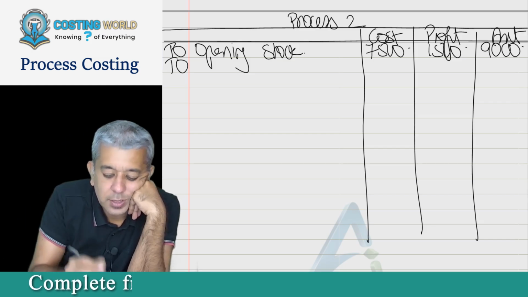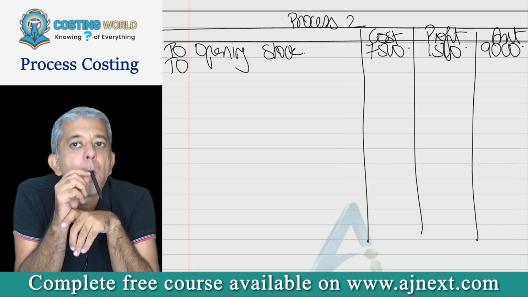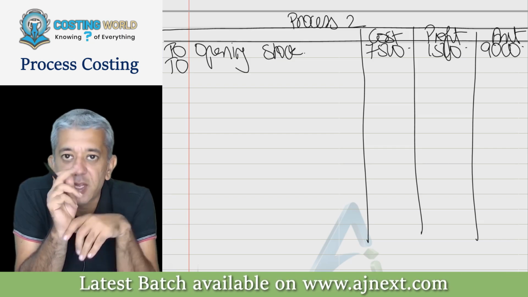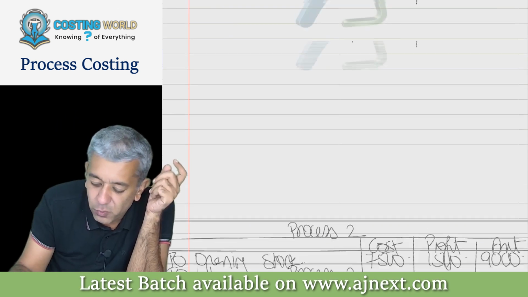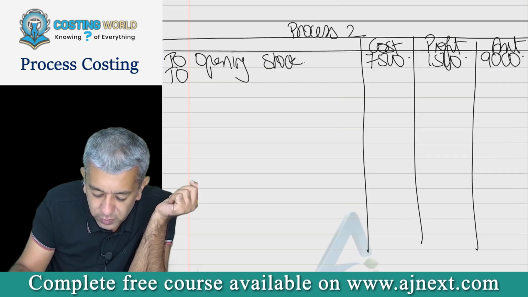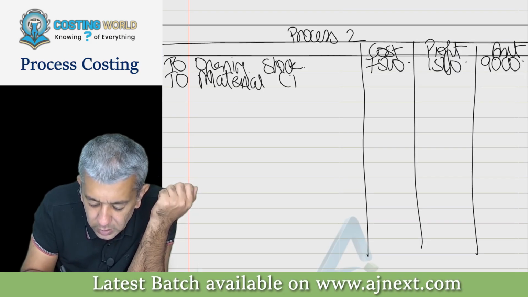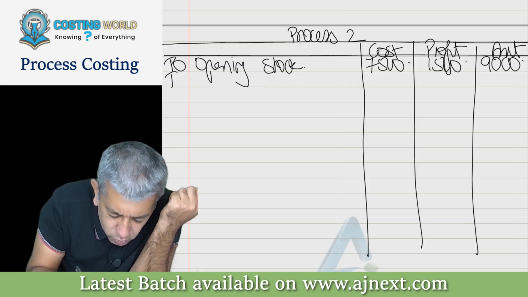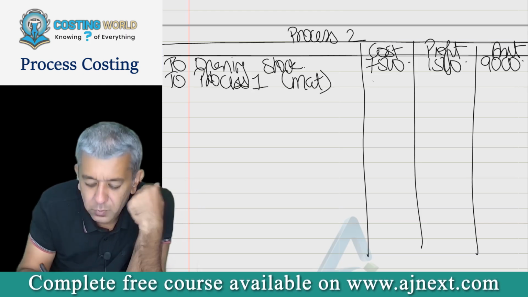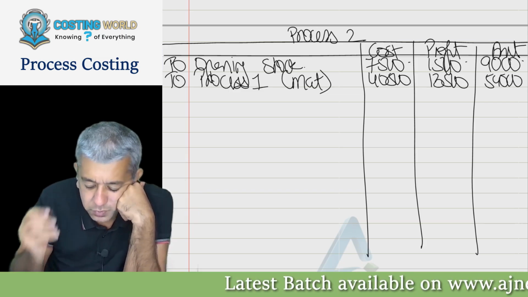Done. Now see, output of process 1 is input of process 2. Input means raw material cost. In the first lecture I have been saying that particular thing. So obviously one transfer entry that we have always done, we are going to be doing that now also. So therefore you write down over here to process 1, in bracket material: 40,500, 13,500, 54,000.